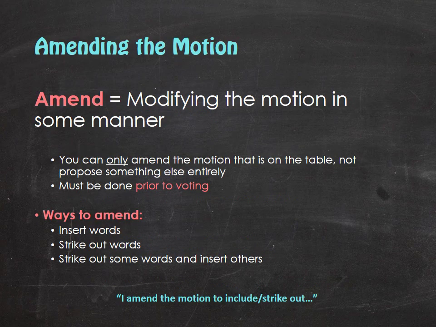So what if someone thinks we should spend $150 on the pumpkin carving social? The motion needs to be amended. Jess could amend the motion so that it should be changed to $150, or maybe that it will be just pumpkin painting, not pumpkin carving. Remember, you have to focus on one thing at a time, so you can only amend the motion that's on the table. You can't just propose a dance instead.